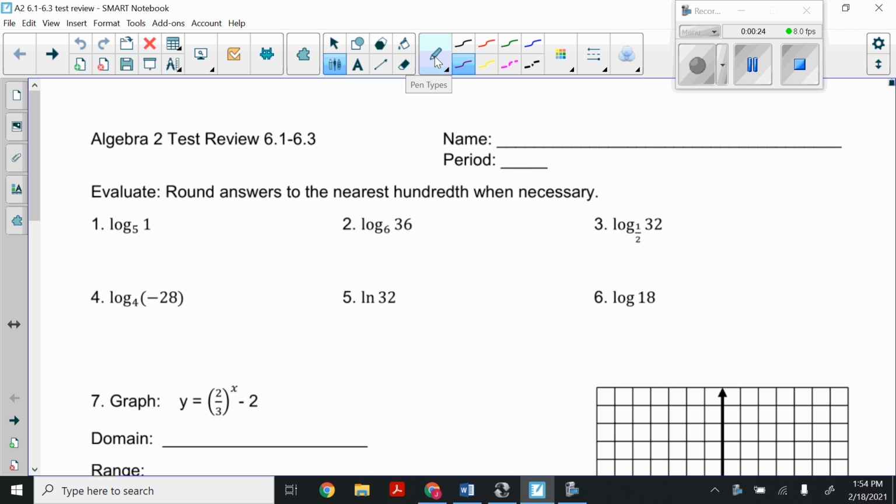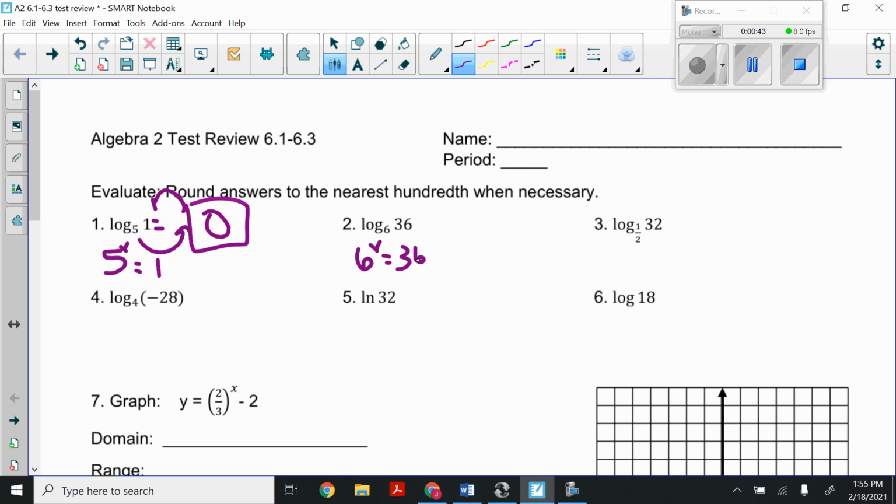So remember this is saying 5 to what power equals 1, right? 5 to what power equals 1? Anything to the 0 power equals 1, so this is equal to 0. This one, number 2, log base 6 of 36, saying 6 to what power equals 36? Well, I know that's 6 squared, so that's 2.